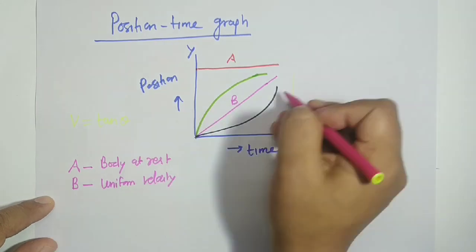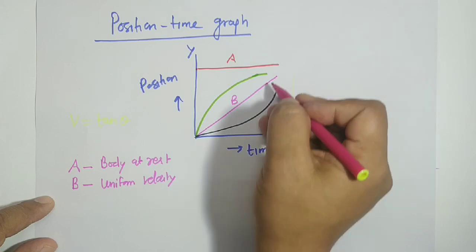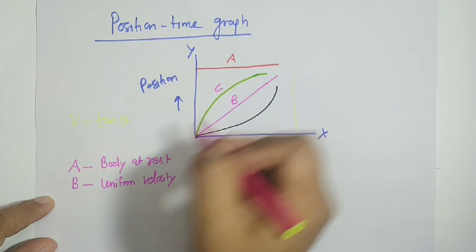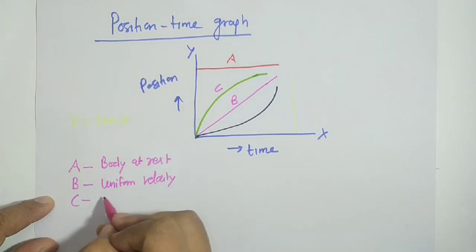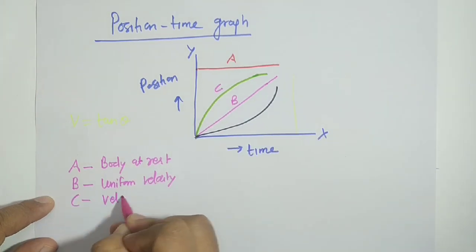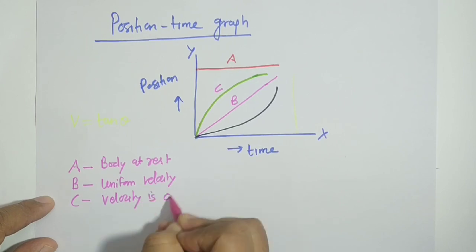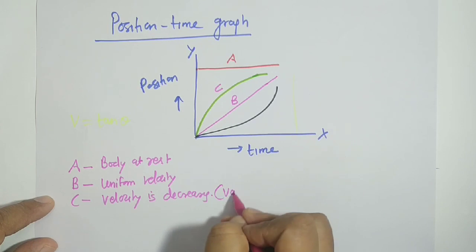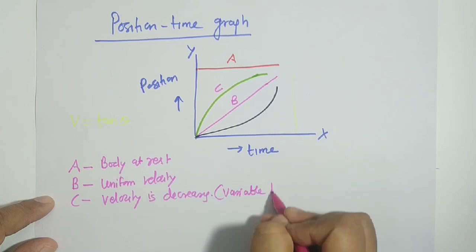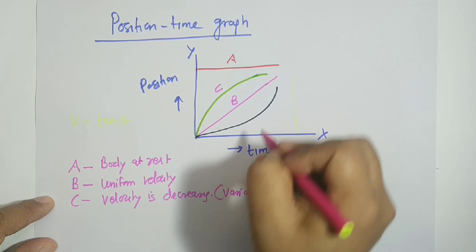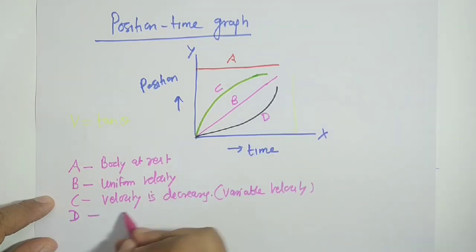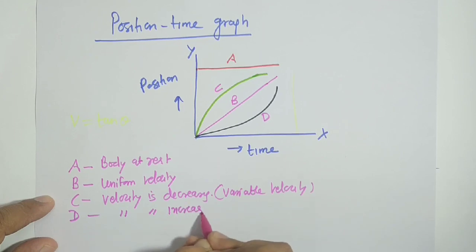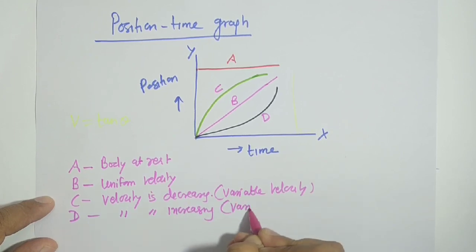And then in this particular graph, what is happening in C? Now in C, the velocity is decreasing. Okay, this is a variable velocity. And then D. D is also the same thing, but the velocity is increasing. It is also a variable velocity.